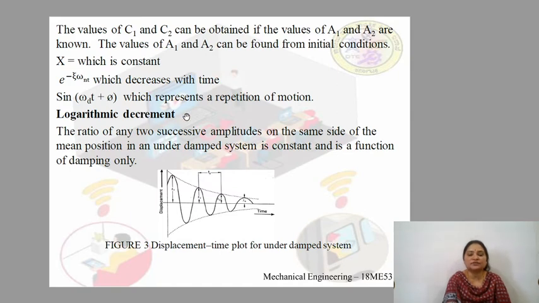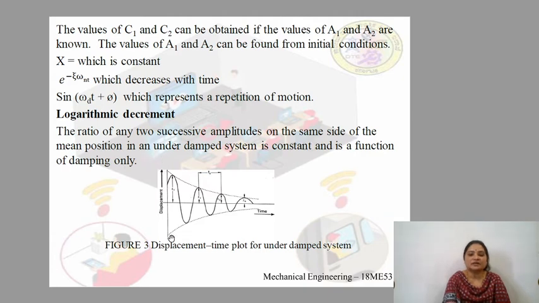The definition of logarithmic decrement is as given below. The ratio of any two successive amplitudes on the same side of the mean position in an underdamped system is constant and is a function of damping only.